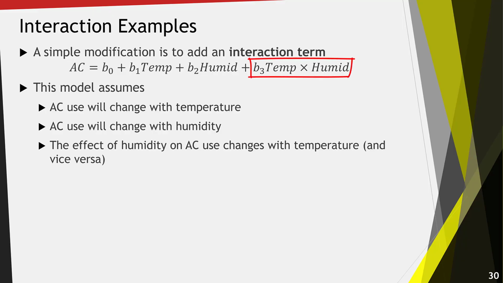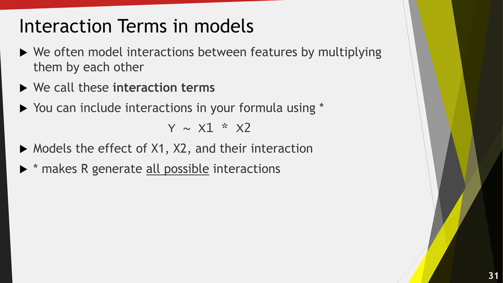That's what I have as the final term in this model, where I have an additional parameter, and then I construct a term that is the temperature feature times the humidity feature. Now this model is going to assume that air conditioner usage is going to change with temperature, it will change with humidity, and the effect of humidity on air conditioning usage changes with the temperature, and also vice versa. We're often going to model these interactions by multiplying features together. We'll call these interaction terms.